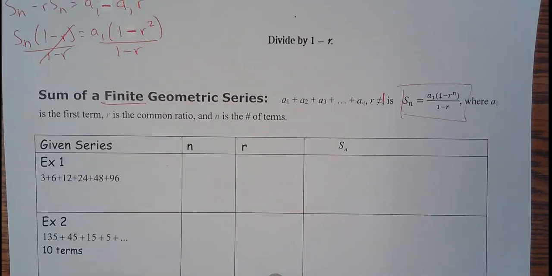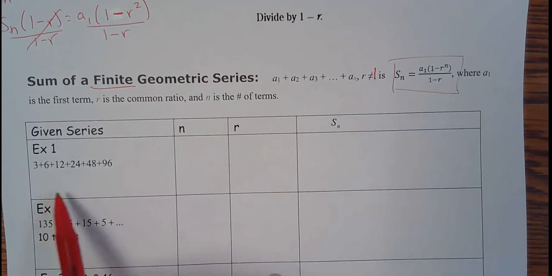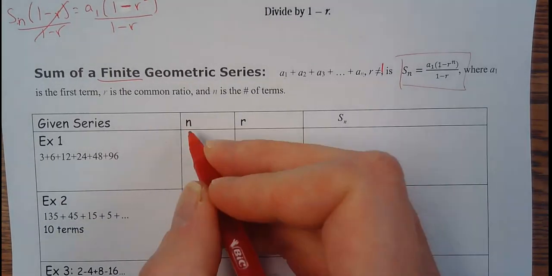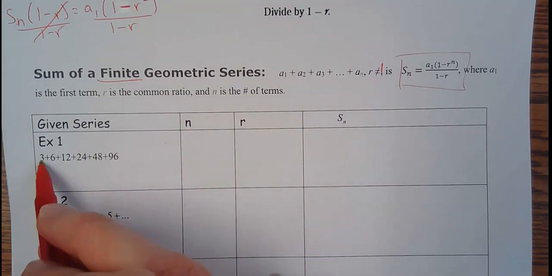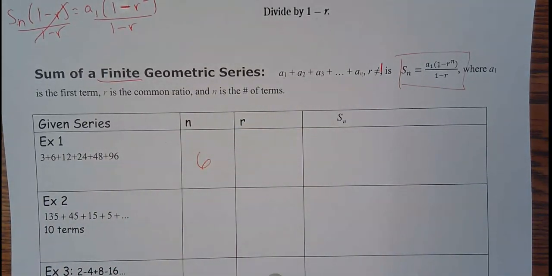So let's look down here. These are all geometric, so I'm not trying to trick you. We just have to figure out what the r is and what the sum is. On this one, the number of terms, well, it stops: 1, 2, 3, 4, 5, 6. There are 6 terms. What's the r on this one?